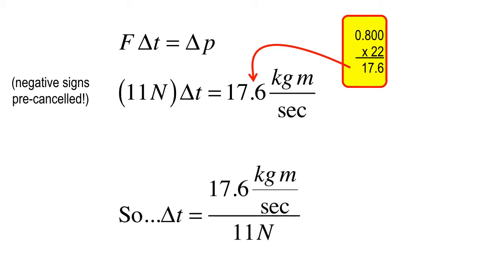And then just divide both sides by 11 newtons. And as before, we know that comes out with seconds for the unit. And 17.6 divided by 11 is equal to 1.6. So there's your answer on that clicker question that you didn't click.